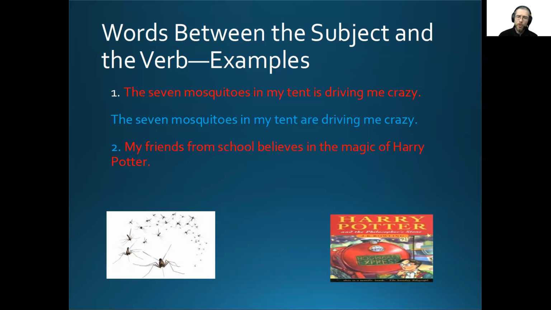My friends from school believes in the magic of Harry Potter. Here we have words between the subject, my friends, and the verb, believes. Remember that my friends is the subject of this sentence, not the school. So believes has to be conjugated in the plural. The proper form of this sentence would be, my friends from school believe in the magic of Harry Potter.